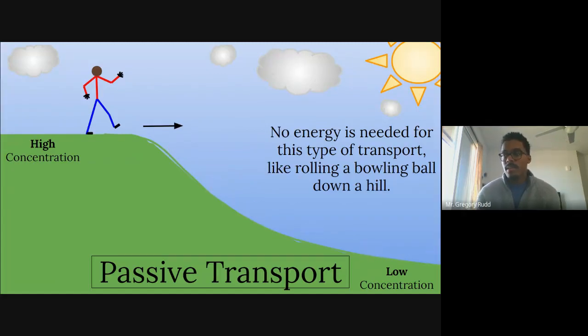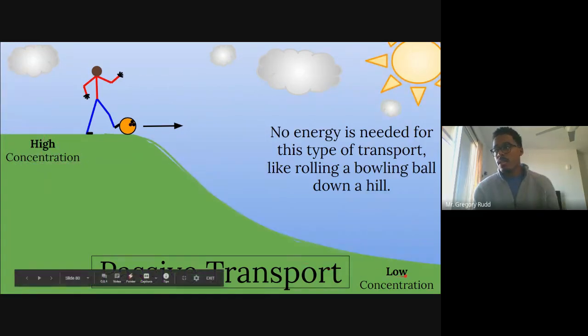So let's watch that one more time. This is passive transport. No additional energy input is needed. You don't have to follow the ball down the hill and give it a nudge every inch or every foot. It just needs that little bit of nudge to get from the area of high concentration, like at the top of the hill, to an area of low concentration, like at the bottom of the hill. And it just does that by itself. No additional input of energy needed.